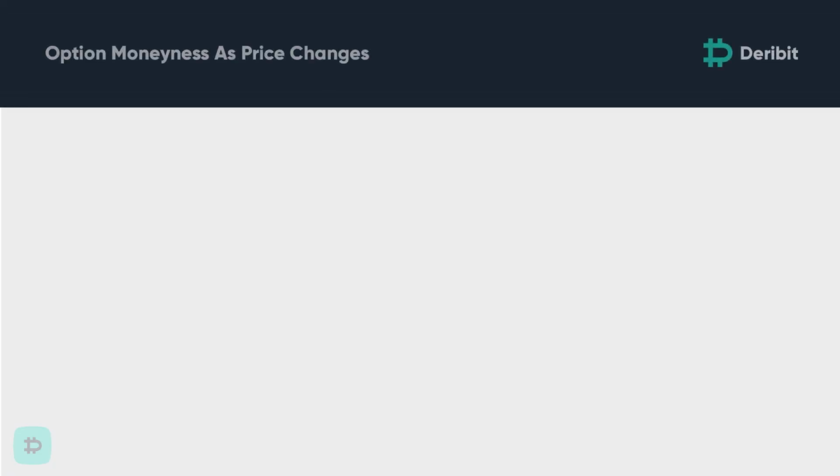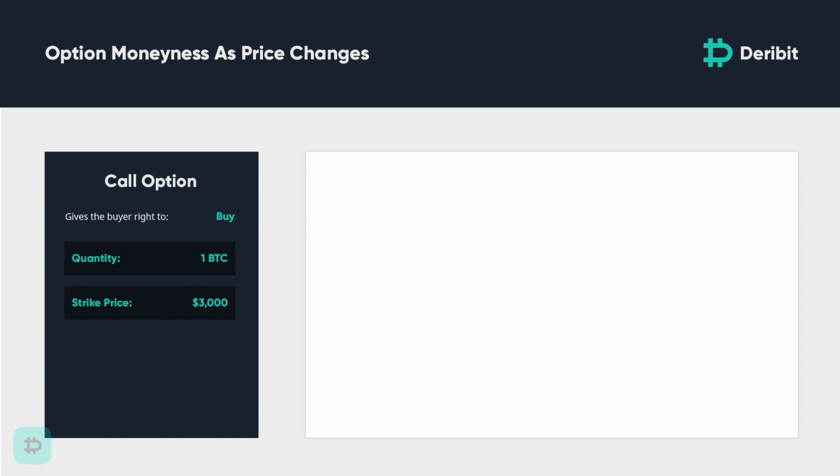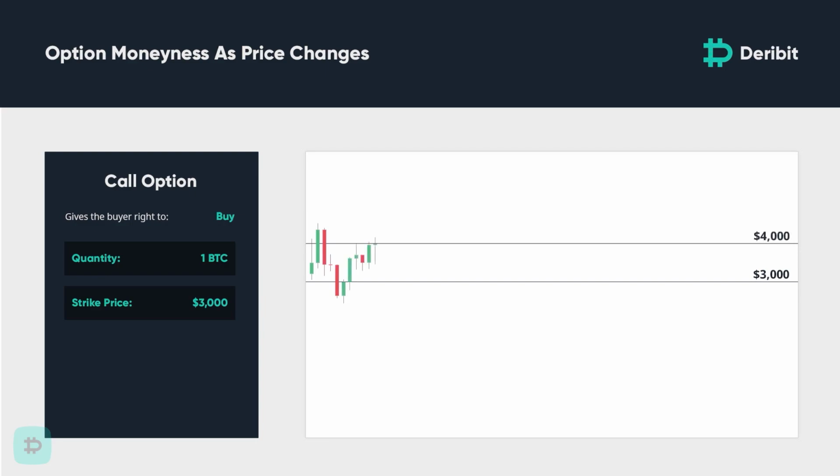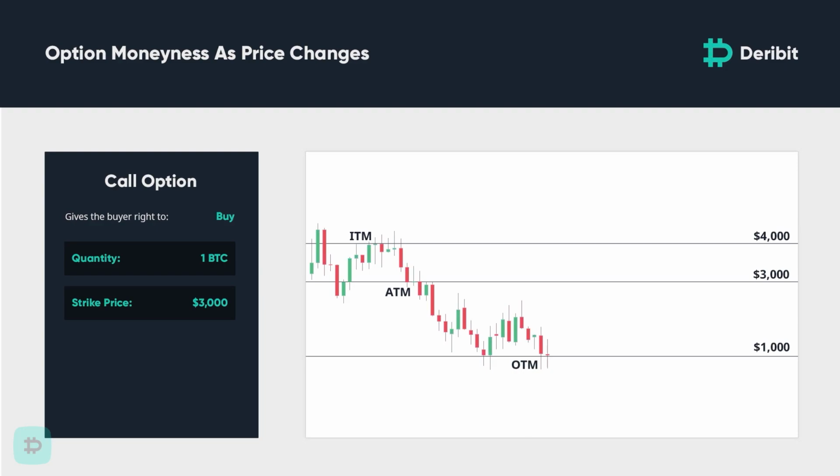An option can also go through these price states during the life of the option. For a call option with a strike price of $3,000 and with a current price of $4,000, if the price of the underlying asset trends down to $1,000, then the option could be said to be losing intrinsic value, moving from in the money to at the money and then finally out of the money.